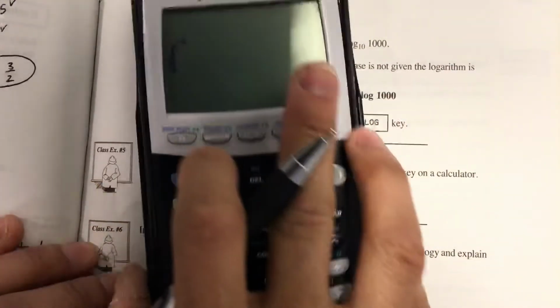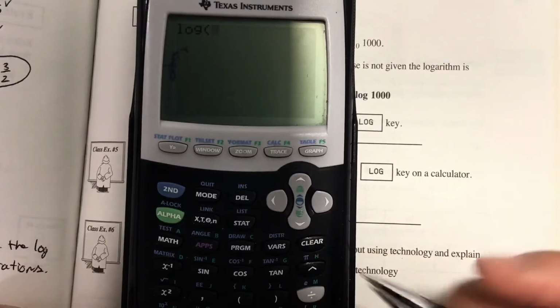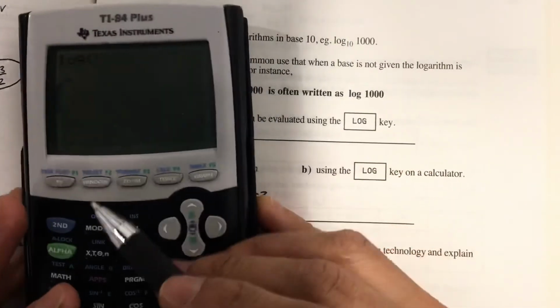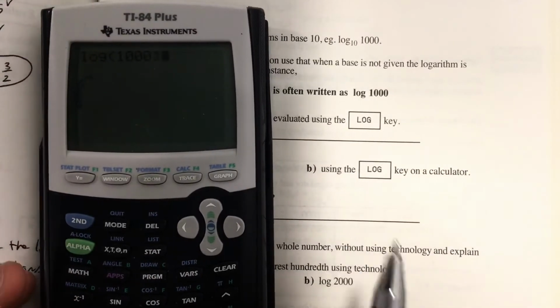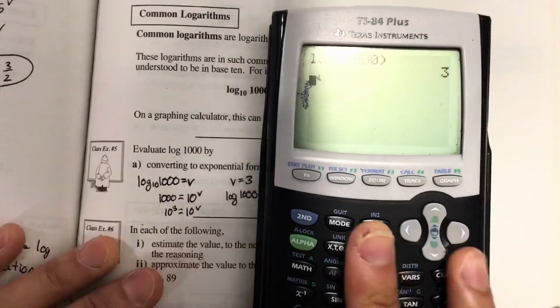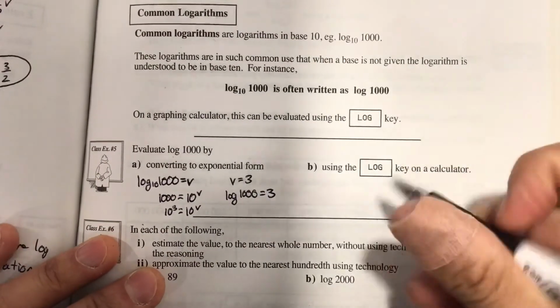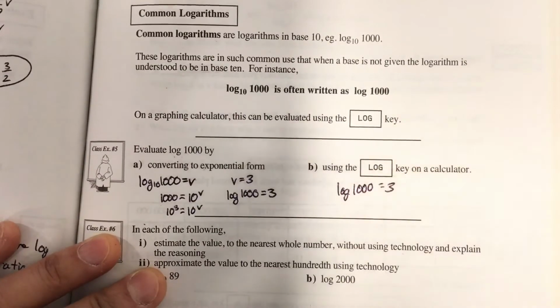Now, the easy way, again, is to use your calculator. So log, and that's what I do. I just press log, and then I type in 1,000, and I get my answer of 3. And so log 1,000 is equal to 3.